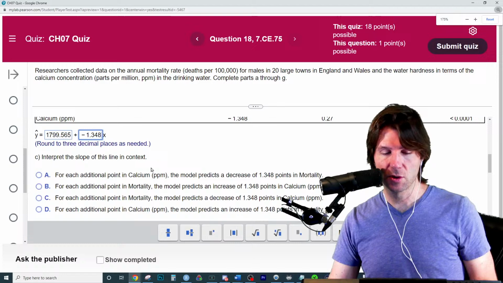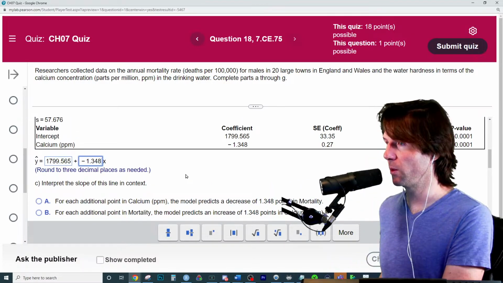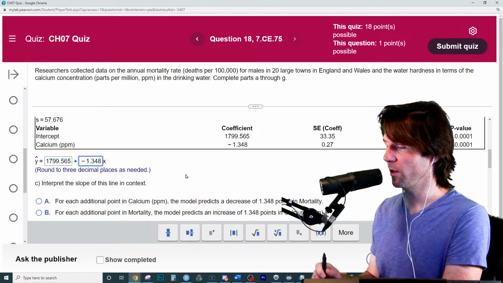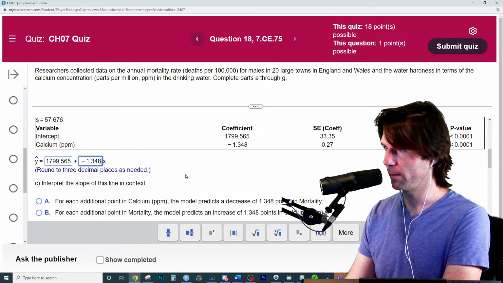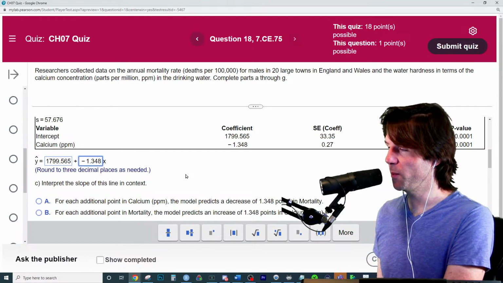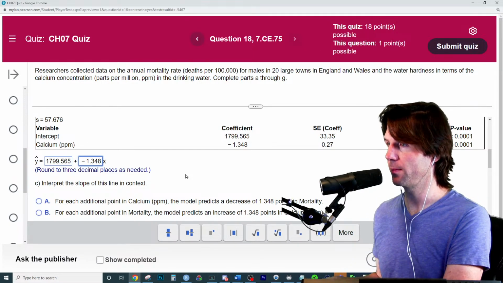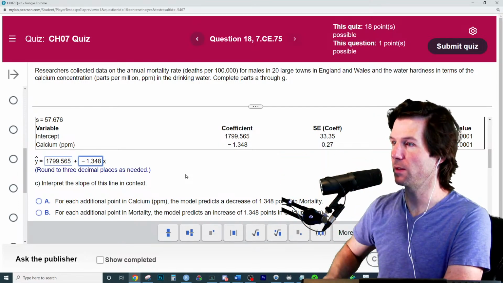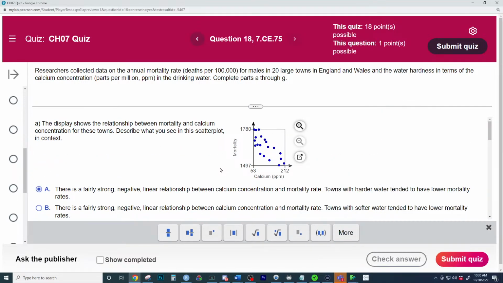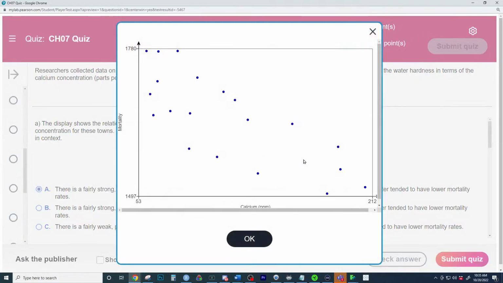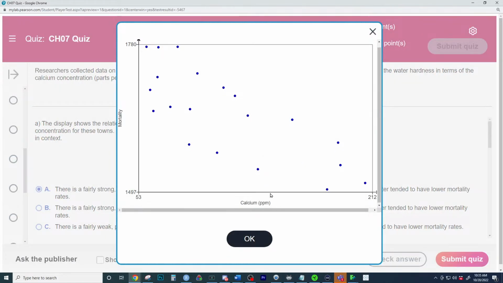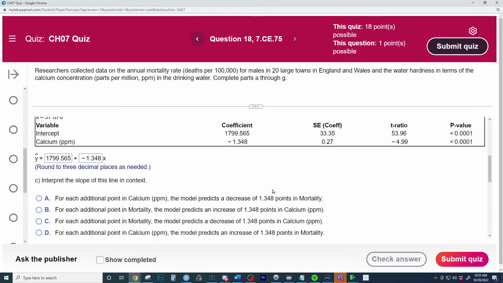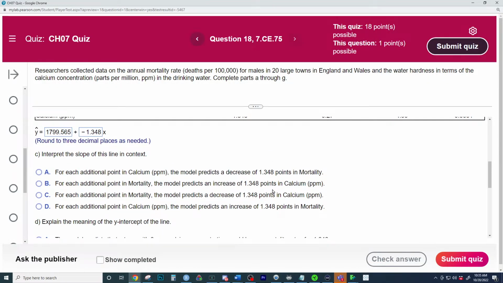Interpret the slope. So it's for each 1 unit increase in what? The slope is for each 1 unit increase in X, and think what X is. You can also see X over here on the graphic. For each 1 unit increase in X, and X is what? Calcium. Great job, Meath, right there.